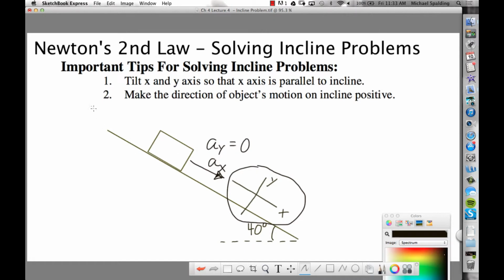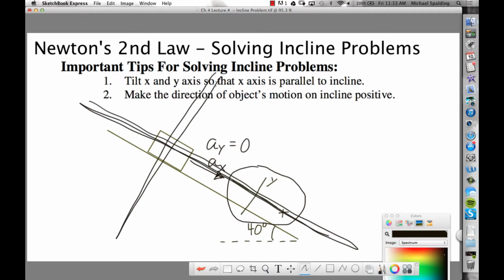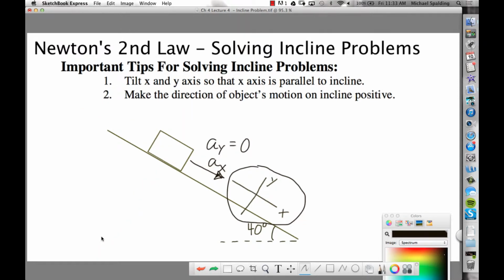0, right? Because this is the x, this is the x, this is the y, right? Is the object accelerating this way? No, there is no acceleration that way because the acceleration is perfectly x. All right, you guys getting it?